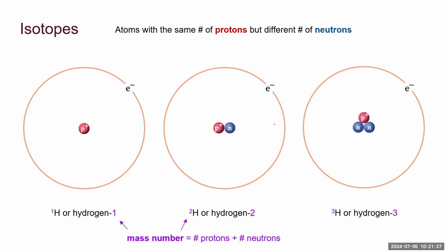This one in the middle is one known as deuterium, and then one on the far right is a hydrogen isotope known as tritium. These are used for a number of different purposes.